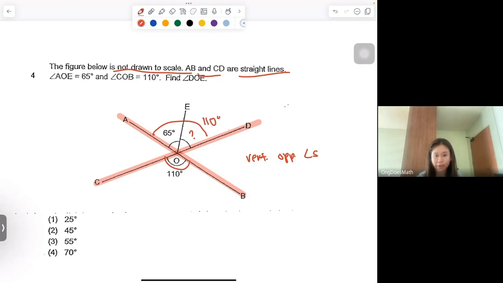So how do you find the question mark? You just simply take 110 degrees minus 65 degrees, which should give you 55 degrees. And hence the answer is option 3.